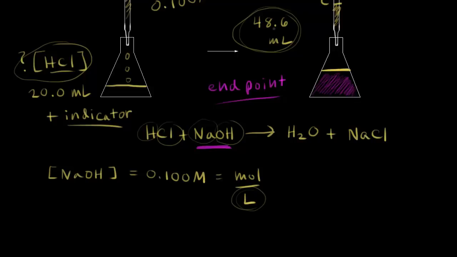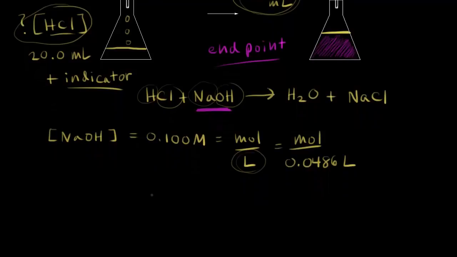Right, so just move your decimal place 3 places to the left. So 1, 2, 3. So that's 0.0486 liters. So this is equal to moles over 0.0486 liters. And so let's get some more space. All right, let me just rewrite this really quickly.